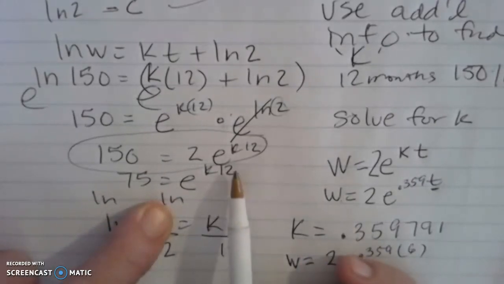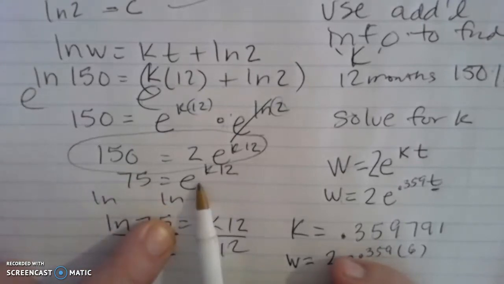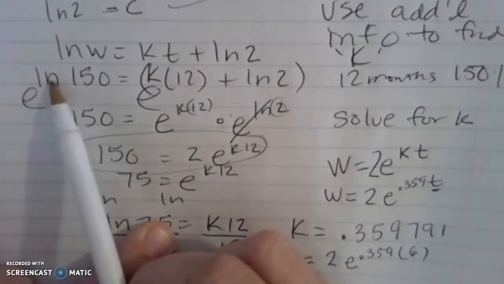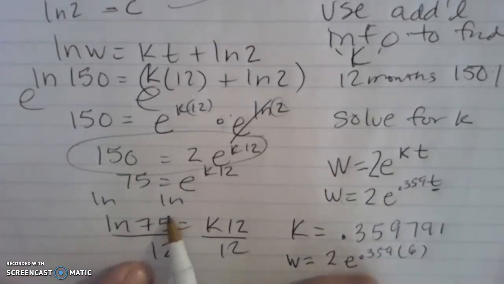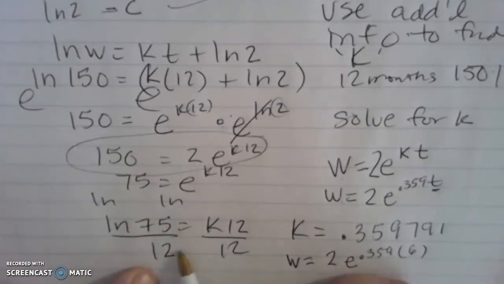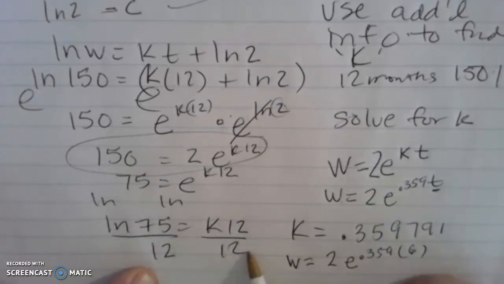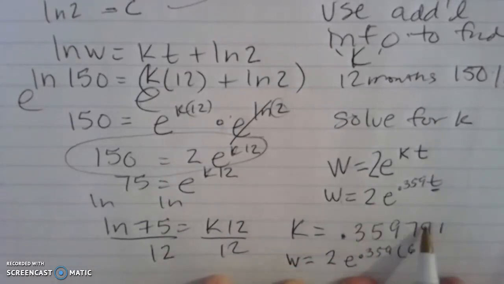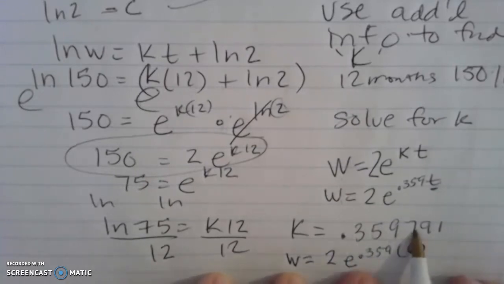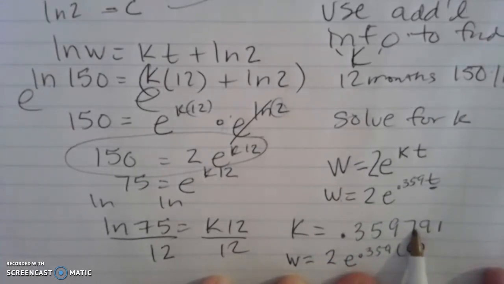And I want to actually solve for k, and what's kind of funny is that we applied e here to get rid of the ln, but now we're going to apply ln to get to the k. So we get ln of 75 divided by 12. We get k equals 0.35971. Well, that is the proportion. The puppy grows at a rate of 0.359 per month.